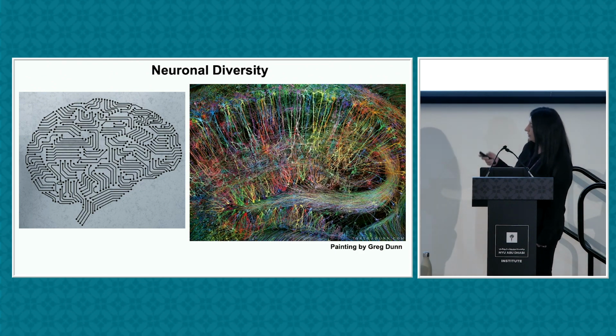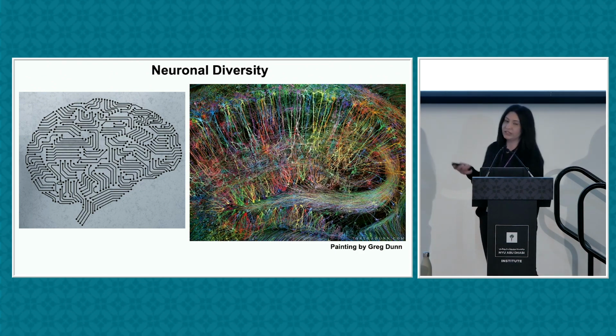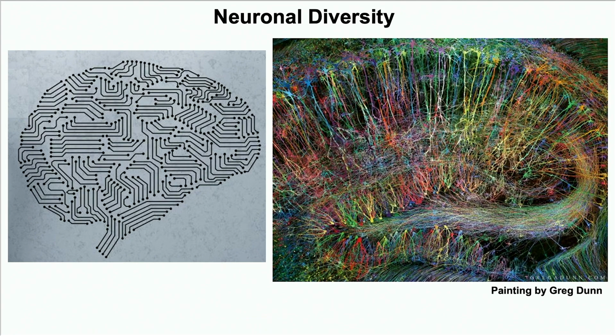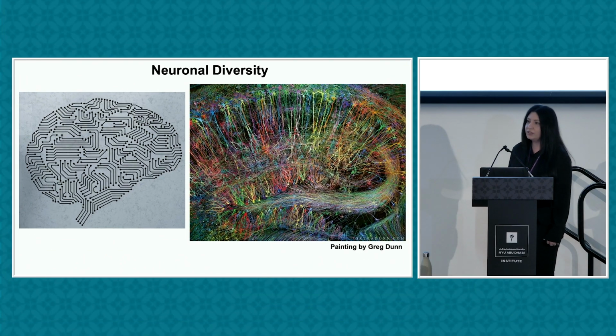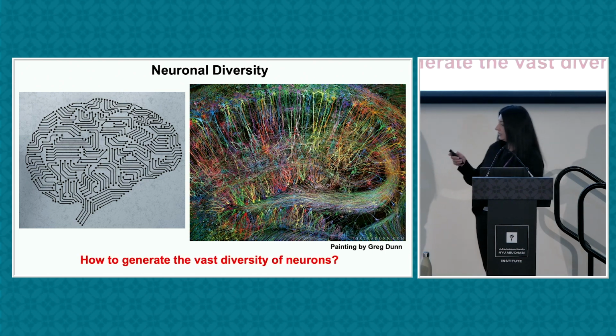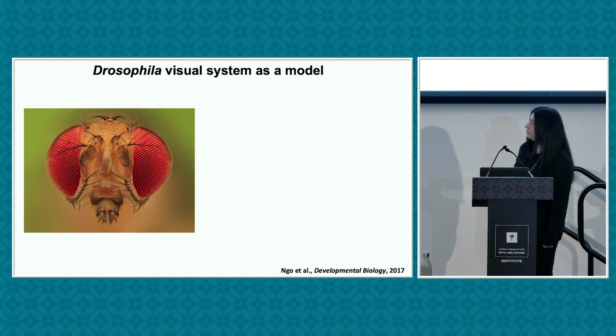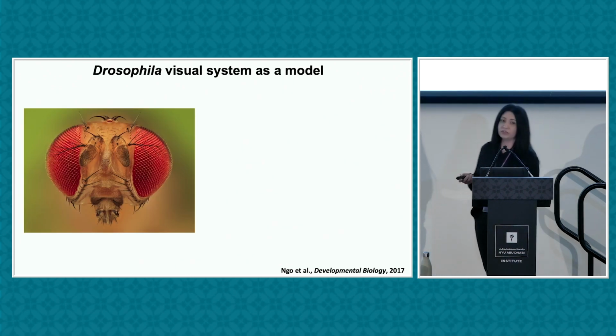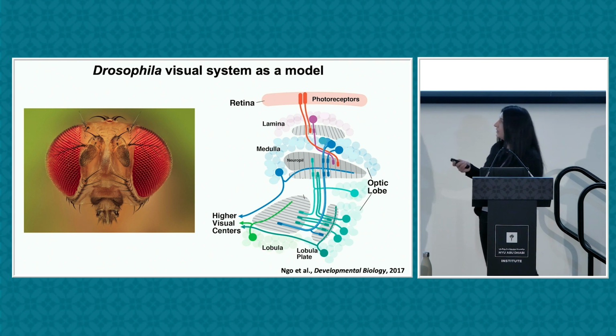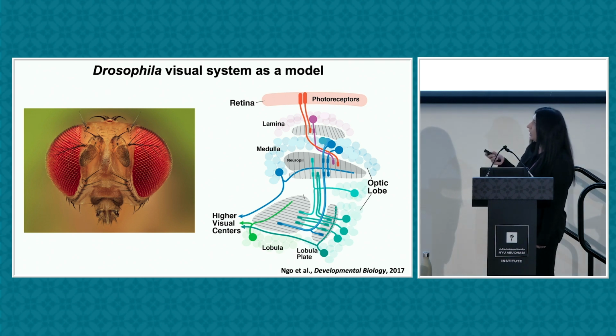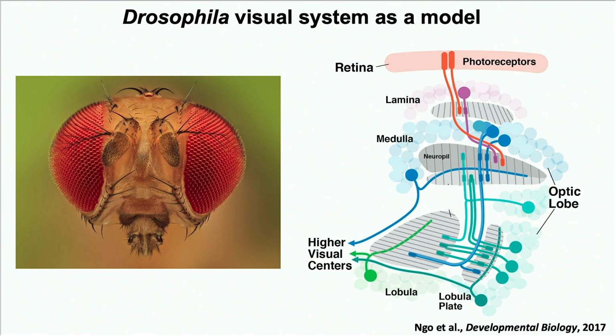So we all know that the brain is the most complex organ, and this complexity is largely due to the vast diversity of neurons that process different types of information and perform different functions. One of the main questions and goals of neuroscience is to try to understand how we generate this vast diversity of neurons. So in our lab, we use the fruit fly as a model organism, and more specifically, we use the visual system to try to understand a lot of these questions.